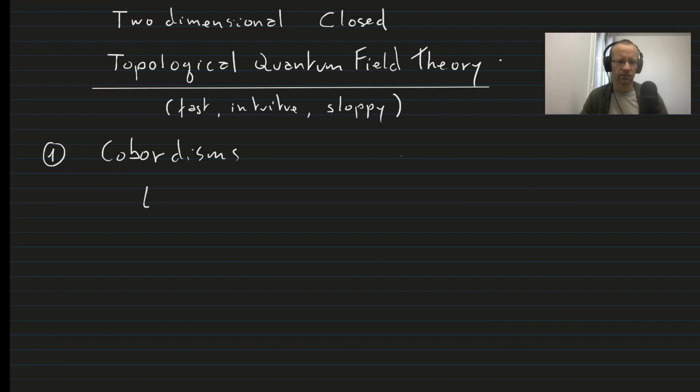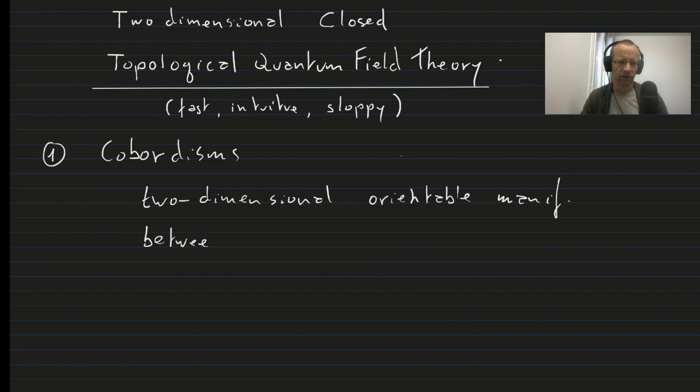These are two-dimensional orientable manifolds that interpolate between one-dimensional orientable closed manifolds.